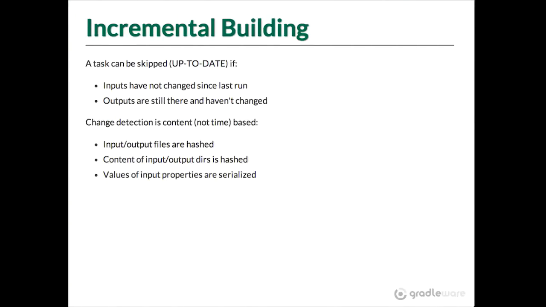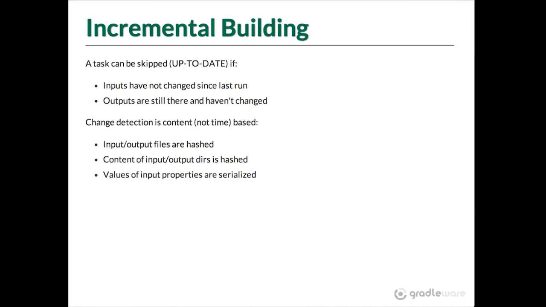So, as we've already talked about, the killer feature that this enables is incremental building. If you've run a Gradle build before, sometimes you'll see that it doesn't run some of the tasks, and it just says, hey, this task is up to date. That means it's determined that this task doesn't need to run. What that means is the inputs haven't changed since the last time I ran it, and the outputs haven't changed.